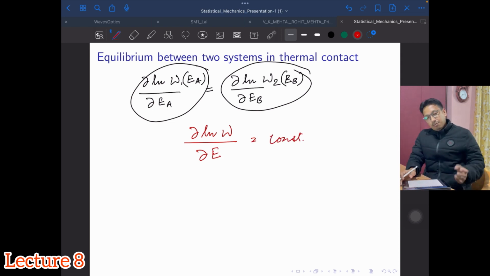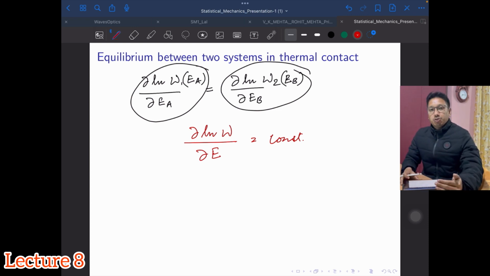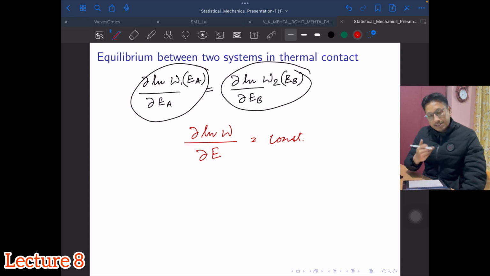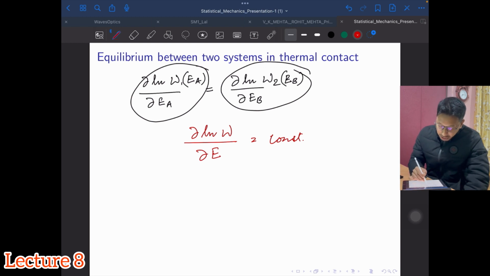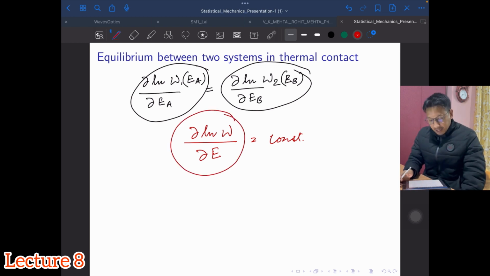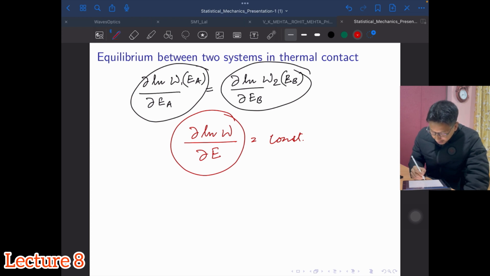This is from the statistical point of view. From the thermodynamical point of view, we know that two systems reach thermodynamic equilibrium whenever the temperature of both systems is the same, or the temperature is constant for both systems. Similarly, from the statistical point of view, this particular expression is constant for both systems, and I call this beta. So this expression is typically called the beta parameter.